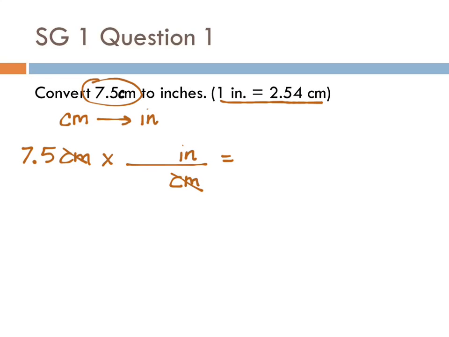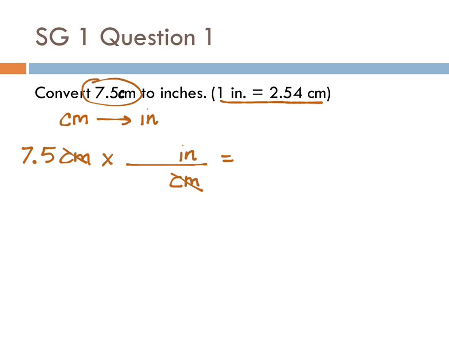Whatever unit you start with, you're going to want to end up with that unit in the denominator. And then you're multiplying by a unit that's getting you in the right direction. This is a simple conversion, and so it's just one step.